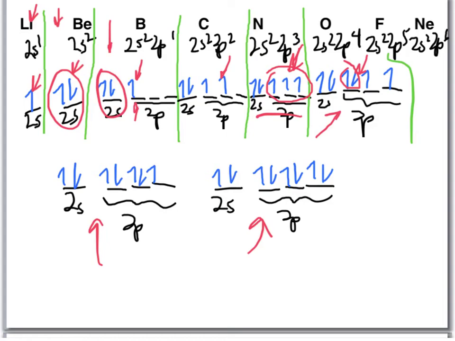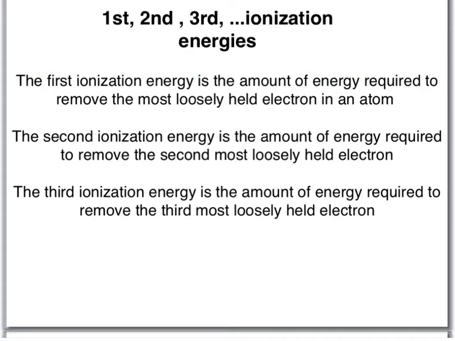So the point of all this is that how difficult it is to remove an electron from an atom depends on the electron arrangement, and it occurs inconsistently as we move right across a period. And then the last thing we're going to talk about is something called first, second, third ionization energies. What we've been talking about is the first ionization energy, and that's the amount of energy it takes to remove the most loosely held electron in an atom. But there are other ionization energies.